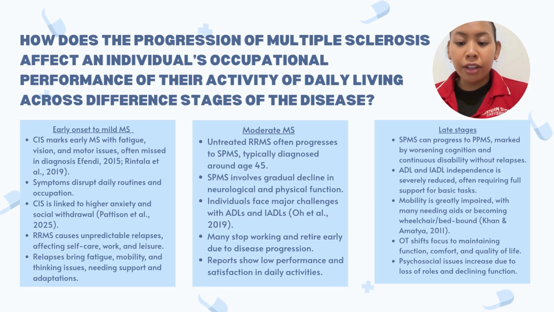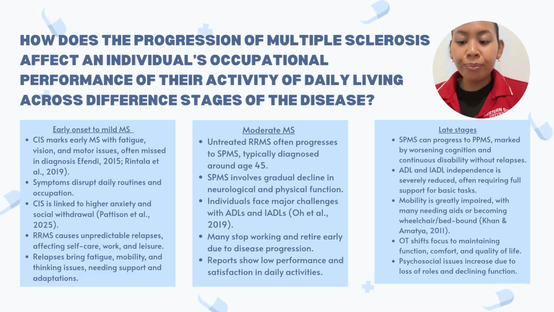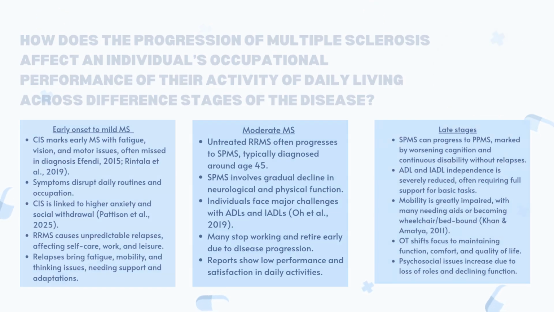Eventually, many develop secondary progressive MS, which brings on ongoing functional decline and early retirement due to function loss. In late stages with primary progressive MS, individuals may become fully dependent, requiring mobility aids and carer support for basic tasks. Therefore, occupational therapy is required throughout all stages of MS to maintain quality of life and adapt environments.